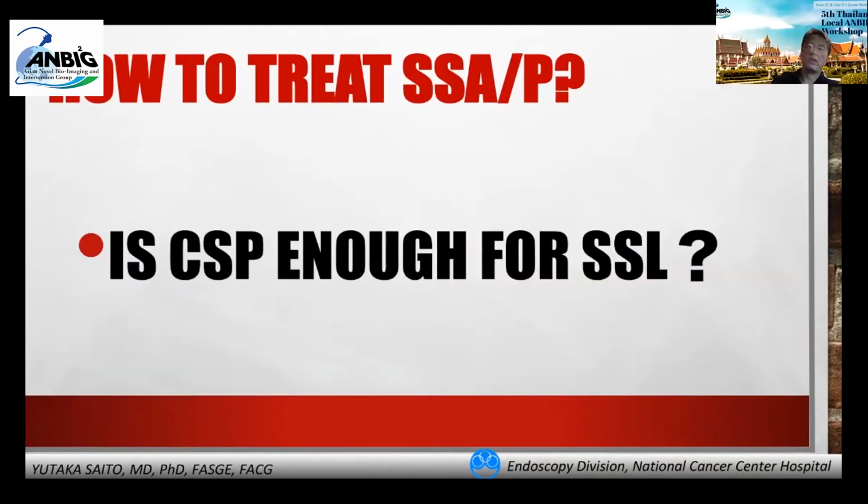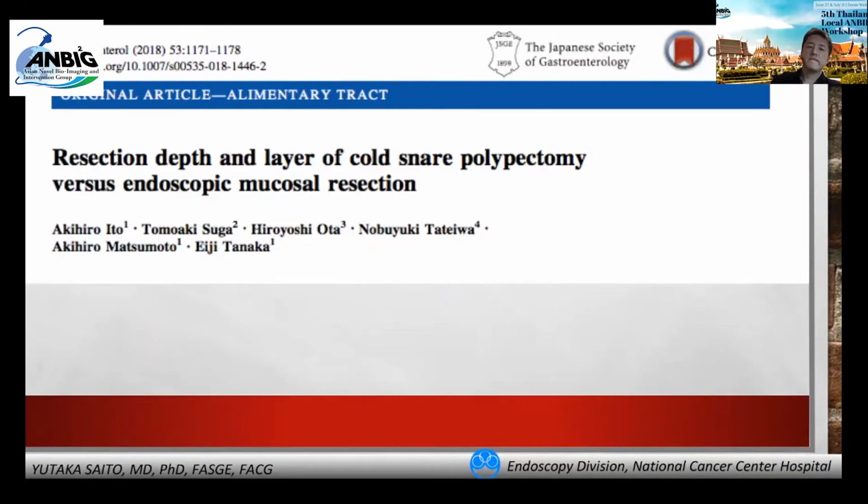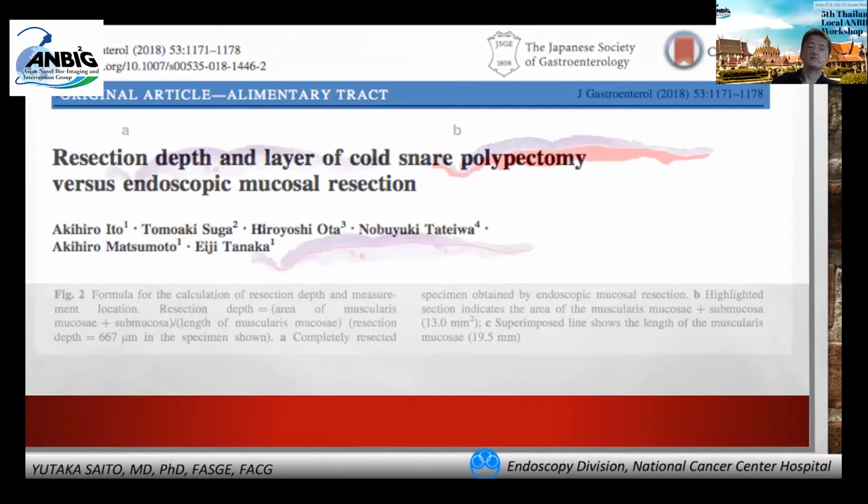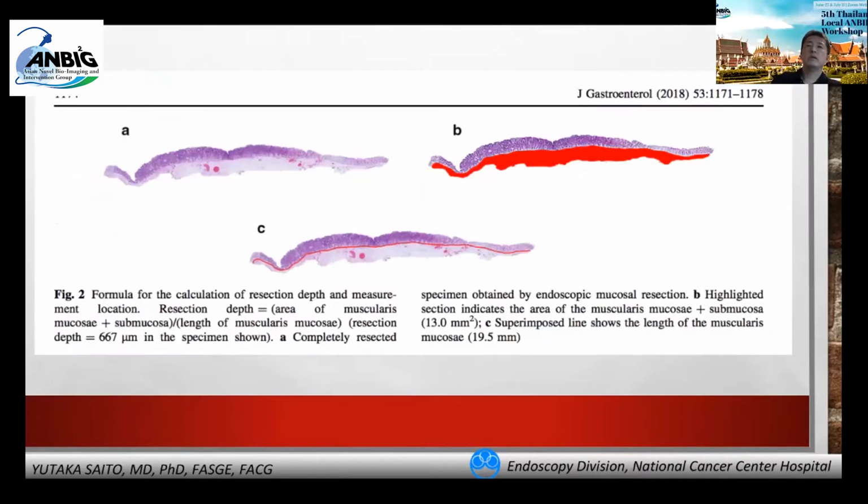And how to treat SSL? Is cold snare polypectomy enough for SSL? There are several papers. This is from Dr. Ito, on the resection depth and layer of cold snare polypectomy versus endoscopic mucosal resection using injection and cut using electrocautery. They reported that the depth of the submucosal layer resected could be shallow with cold snare polypectomy compared to hot snare EMR.